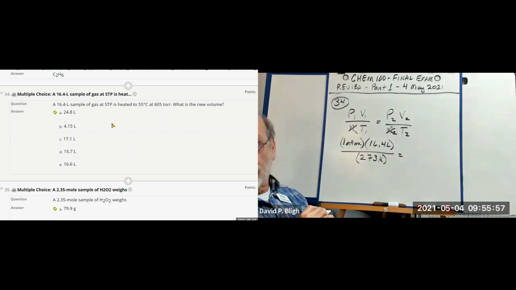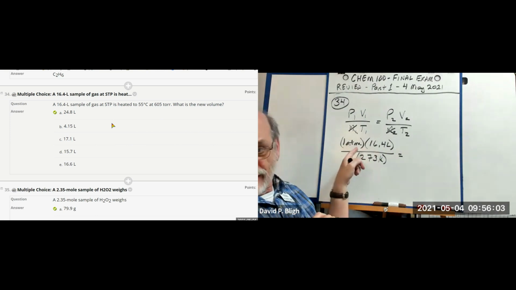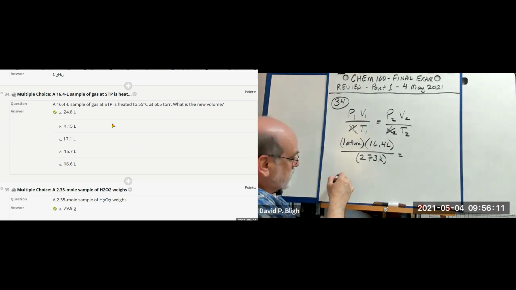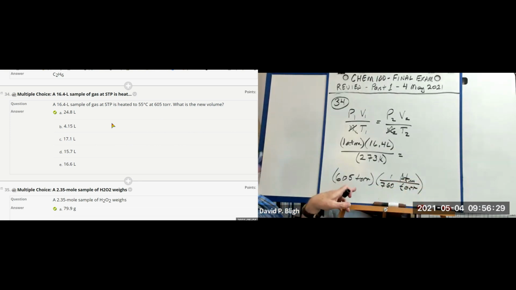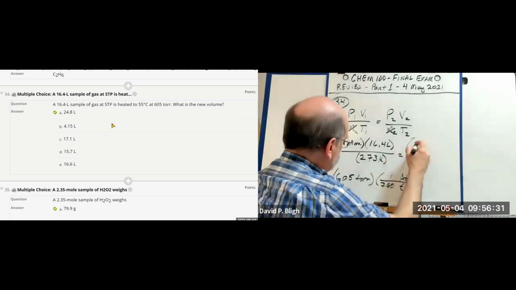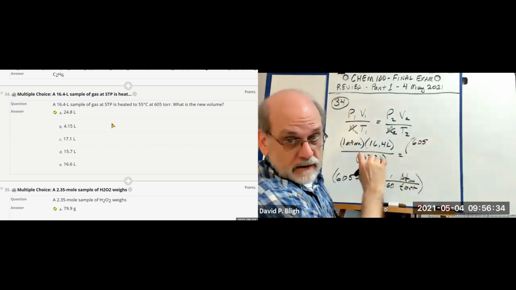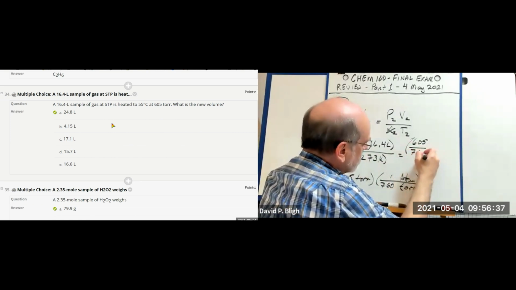Okay. Now you're going to a new pressure, but the pressure is in torr. You need atmospheres. So how do you convert torr to atmospheres? You just divide by 760. 605 torr, right? Torr here and atmosphere here. Right? That's why you divide by 760. So in this pressure, we're going to have 605, right? Yep. Divided by 760. And that's atmospheres.